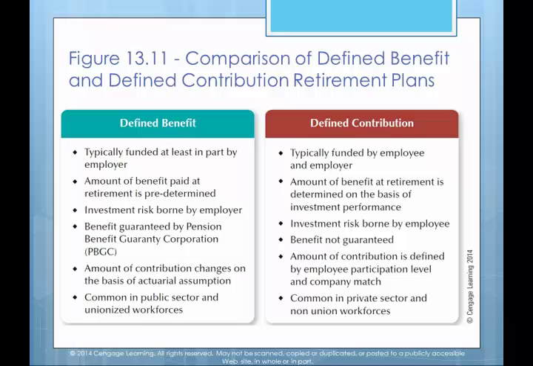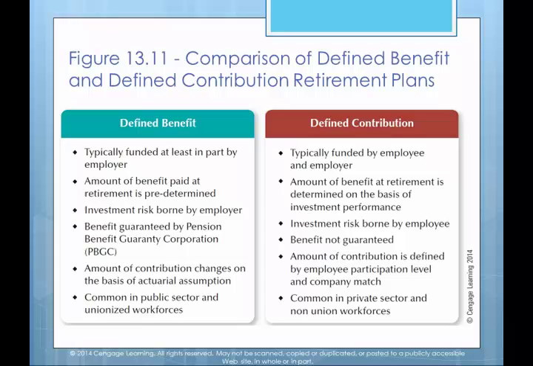So, comparison of a DB and a DC retirement plan. A DB plan is typically funded at least in part by the employer. The amount of benefit paid at retirement is predetermined. Investment risk is borne by the employer, and the benefit is guaranteed by the Pension Benefit Guaranty Corporation, the PBGC. And employers make payments to that annually. They pay about $50 per employee for that.